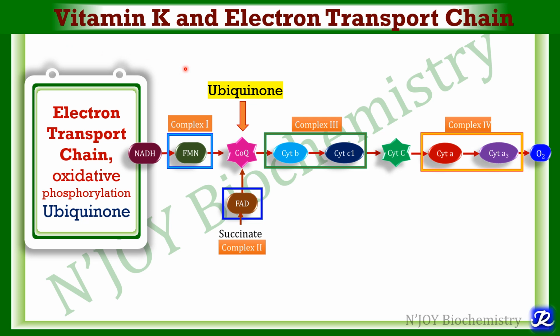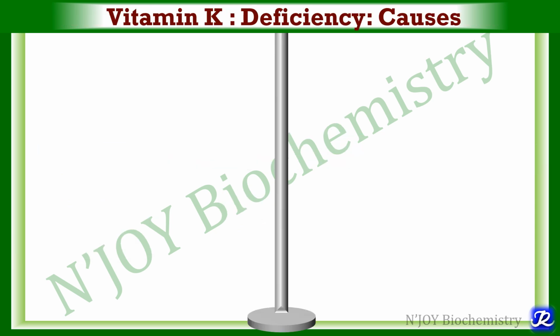Vitamin K also has a role in the electron transport chain because of a component of the electron transport chain, that is ubiquinone. This ubiquinone transports the reducing equivalents from complex 1 and complex 2 to complex 3, and this is structurally similar to vitamin K, and that's why vitamin K plays a role in the electron transport chain and oxidative phosphorylation.